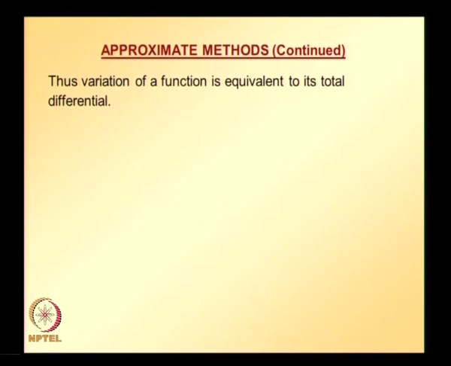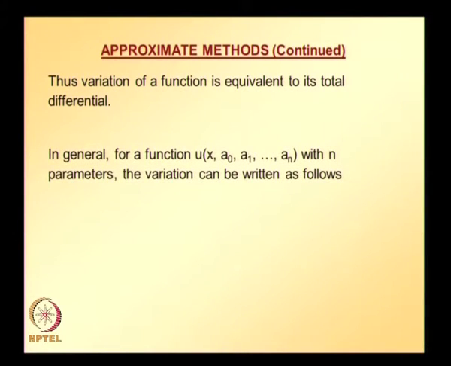Thus, the variation of a function is equal to its total differential, and we can extend this definition to a function containing n number of parameters. The variation of that function can be written in this manner: the variation of u is equal to the partial derivative of u with respect to A naught times delta A naught, and so on, plus the partial derivative of u with respect to An times delta An.